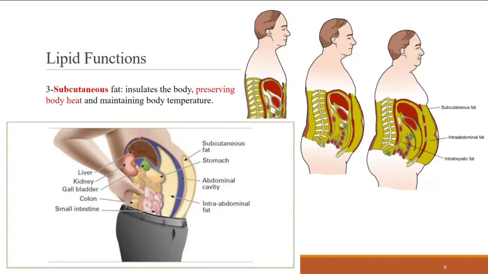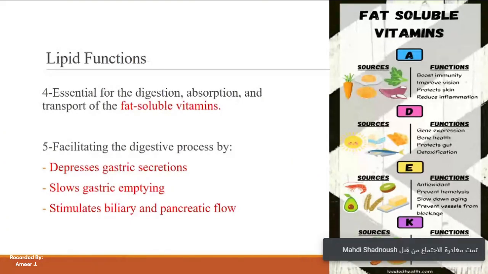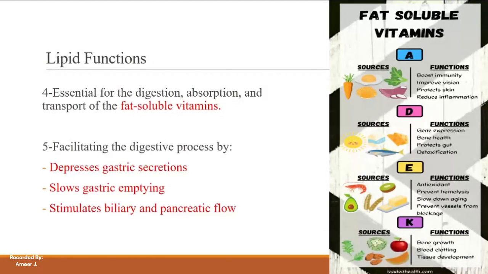And the next item is subcutaneous fat. The other function is essential for the digestion, absorption, and transit of the fat-soluble vitamins, and it facilitates the digestive process by depressing gastric secretion, slowing gastric emptying, and stimulating biliary and pancreatic flow.